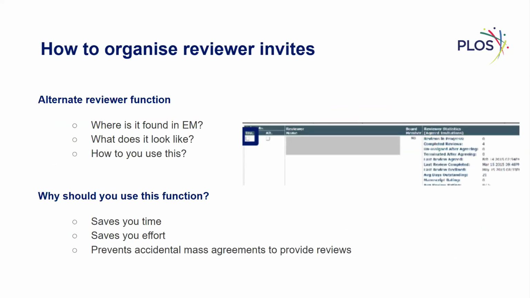Finally, I'd like to draw your attention to a really useful tool in EM to organise your reviewer invites. The alternate reviewer function is found within EM within the Invite Reviewers action link. As seen in the screenshot, to invite the reviewer, click the invite box, but to set them up as an alternate reviewer, click the alternate box. Alternate reviewers are automatically invited once the invited reviewers decline. These invites are sent automatically, only when someone declines or times out of their initial invite.